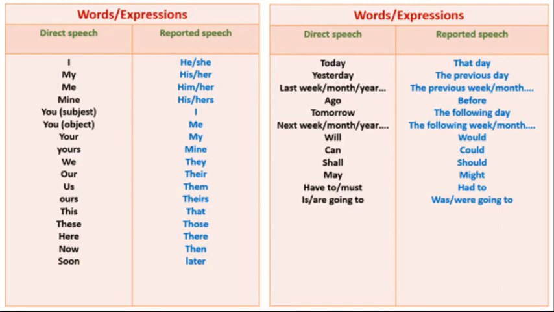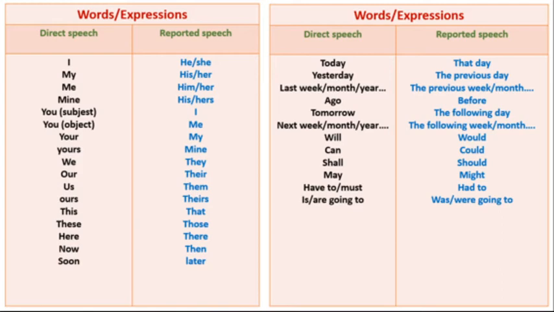Today, that day. Tonight, that night. Yesterday, the previous day. Last week, the previous week. Last month, the previous month, etc. For yesterday and last week, we can also use another expression. So yesterday, we can also say the day before. Last week, the week before, etc. Ago, before. For example, 2 days ago, 2 days before. 3 months ago, 3 months before.